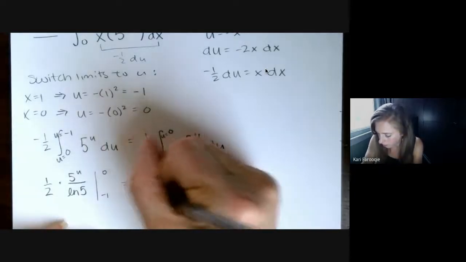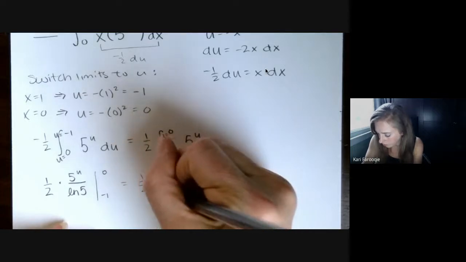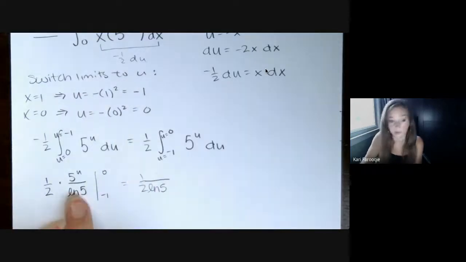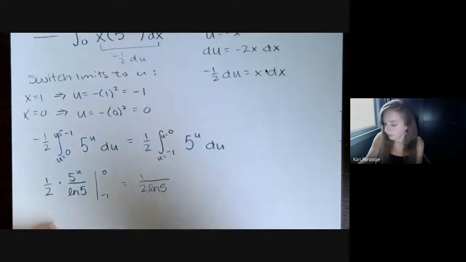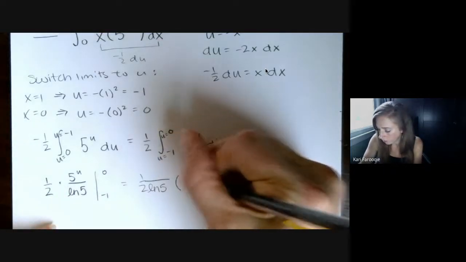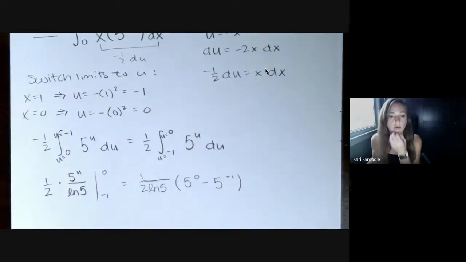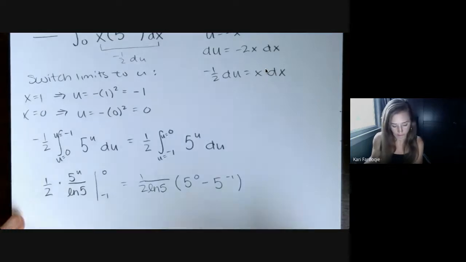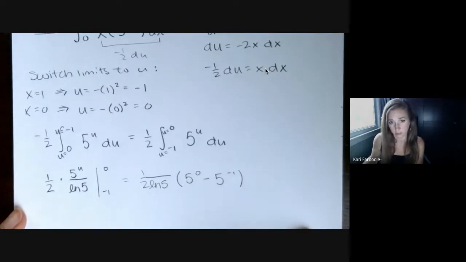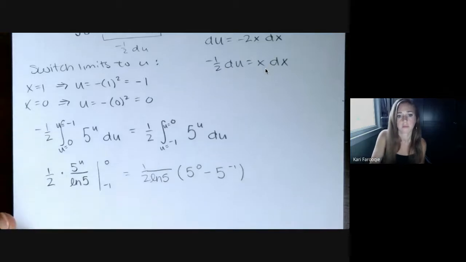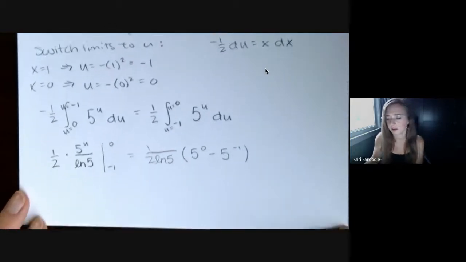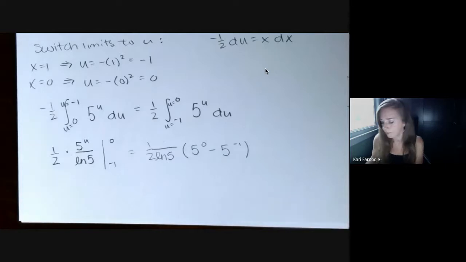So we'll have 1/2. If you want, you can just write this as 1 over 2 ln 5, since that's not going to change anyway. And then you have 5 to the 0 minus 5 to the negative 1. This one's going to be slightly more work to simplify.